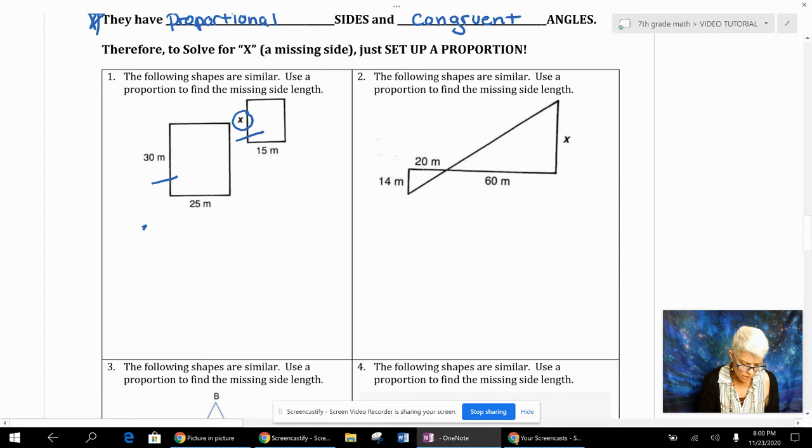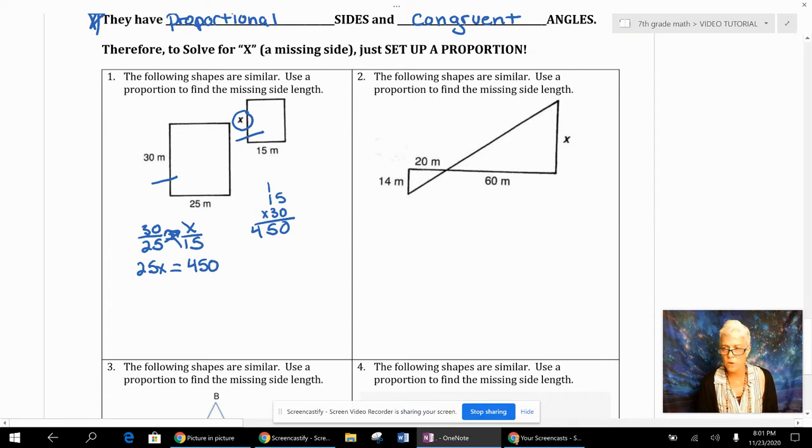So I have 30 over 25, and it is equal to X over 15. Now, at this point, what do we always do with these? That's right. We cross multiply and divide. If I cross multiply the 25 and the X, I have 25X. If I cross multiply the 30 and the 15, I don't know what 30 times 15 is. Let's go ahead and do the math. 15 times 30 is 450. So far, so good.